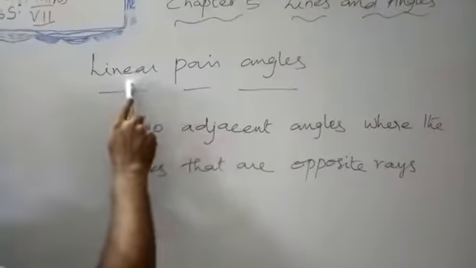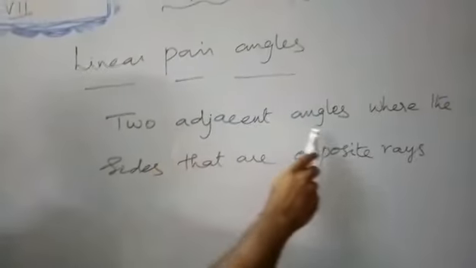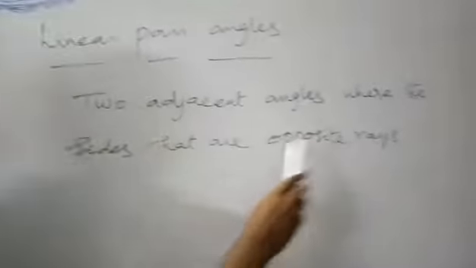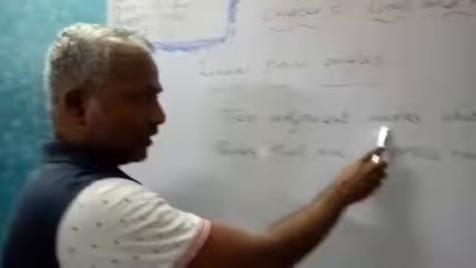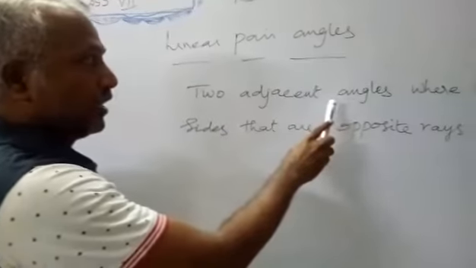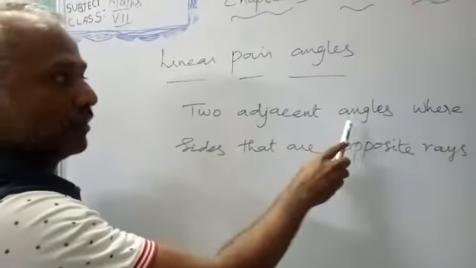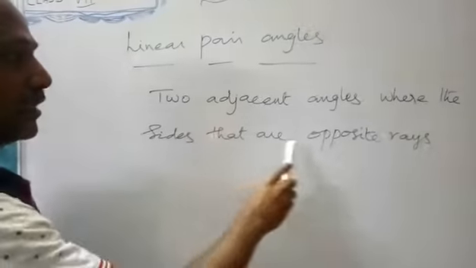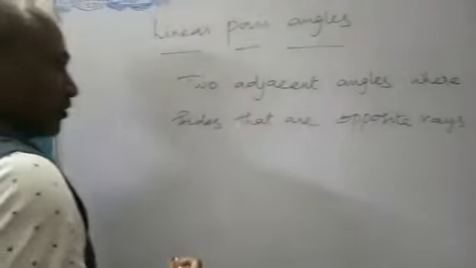Next we move to linear pair angles. Two adjacent angles where the sides that are not common are opposite rays. Surely those two angles are adjacent, and the sides are opposite rays. Okay, listen here.